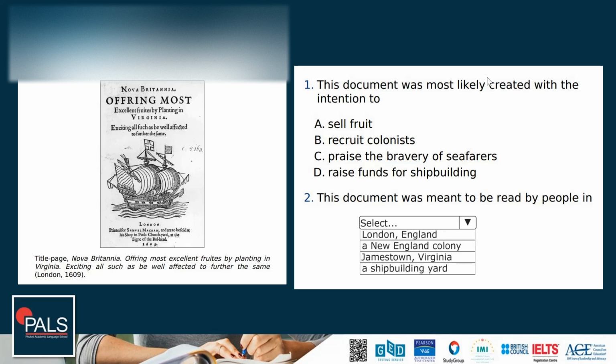Number 2 is a drag and drop question. It says, this document was meant to be read by people in A, London, England, B, a New England colony, C, Jamestown, Virginia, or D, a shipbuilding yard. Apologies. So let's go through each of these, but first pause the screen, have a look, see which one you think is correct.